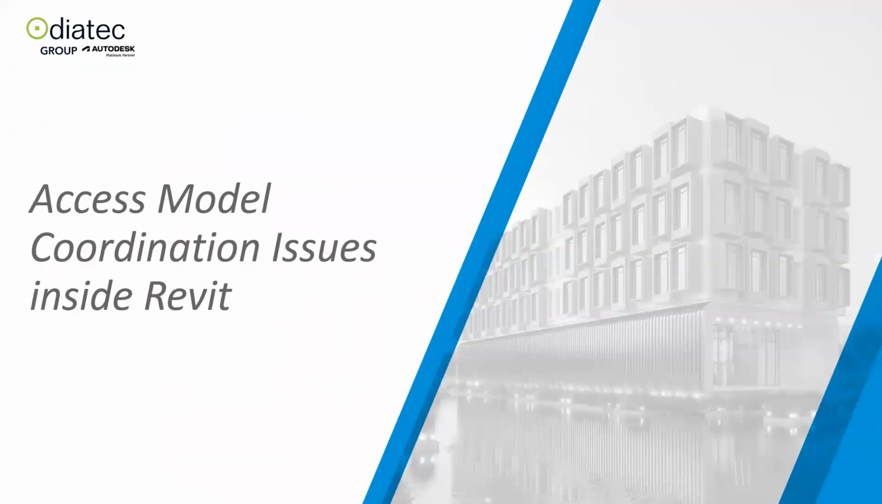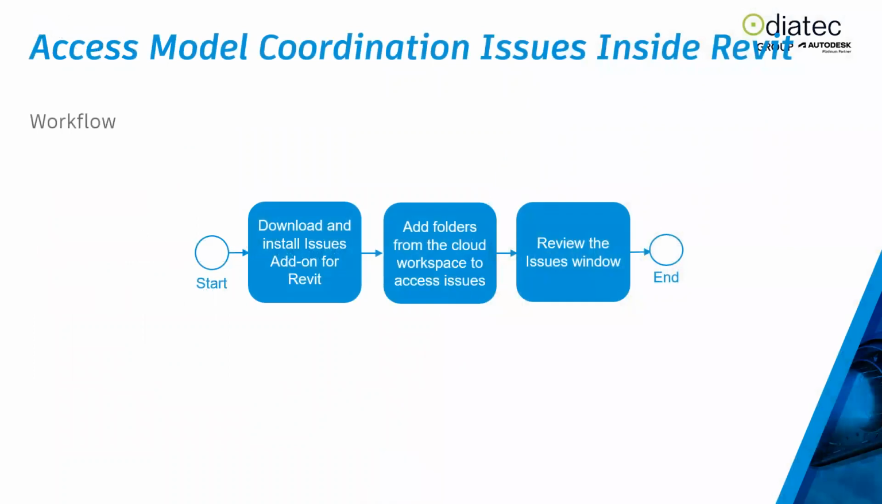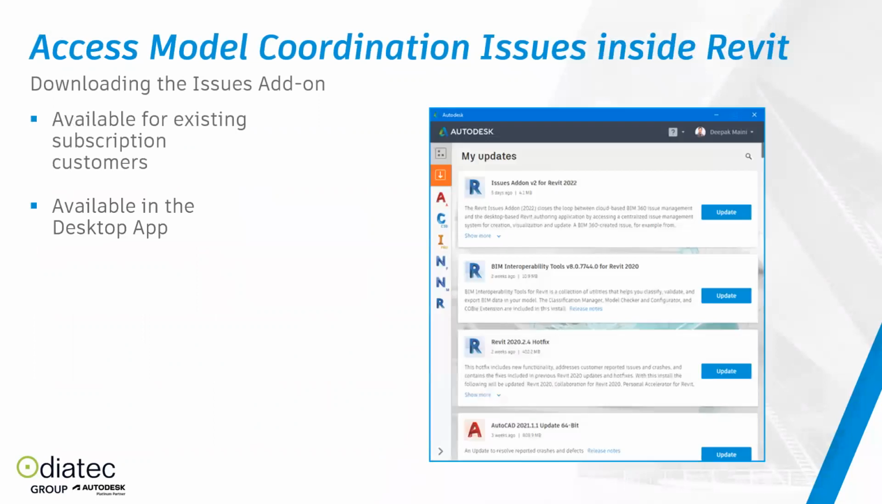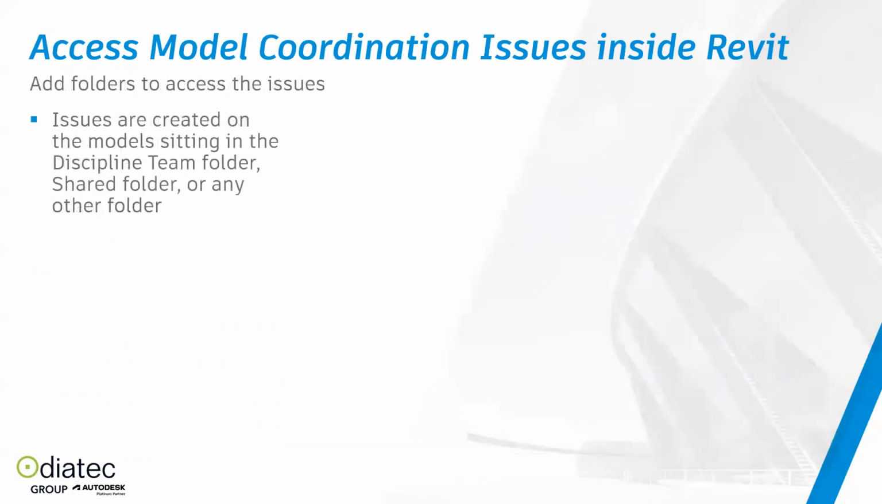So accessing the model issues inside Revit, there were just some videos. I will be showing that live on screen, hence why I skipped the videos. Accessing the model coordination issues inside Revit, I've covered how to download it, adding folders from the cloud workspace, and then reviewing the issues window. That's a very simple workflow. I've already gone through that.